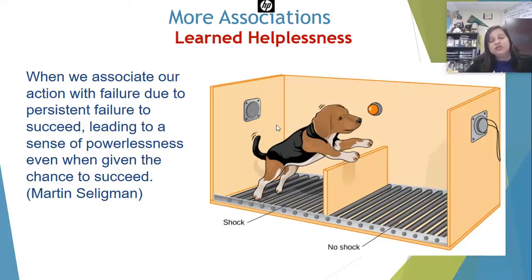of past failures. In the experiment, there were dogs who had been shocked and couldn't do anything about the shocks. But then later on, when they were in a situation where they were shocked, but they could get out of it, like in this case, this little beagle could just jump over this wall, the ones who had been shocked earlier with no way out didn't even try to get away from the shocks because they had learned to be helpless. We'll go in depth in that little experiment some more in class.